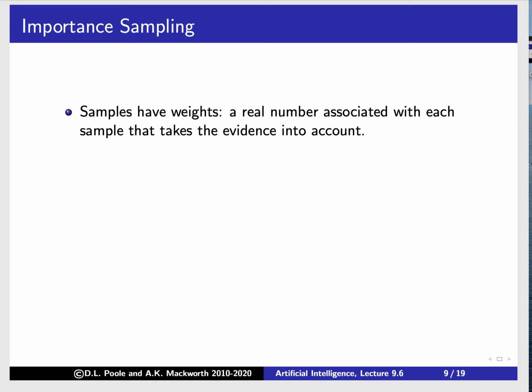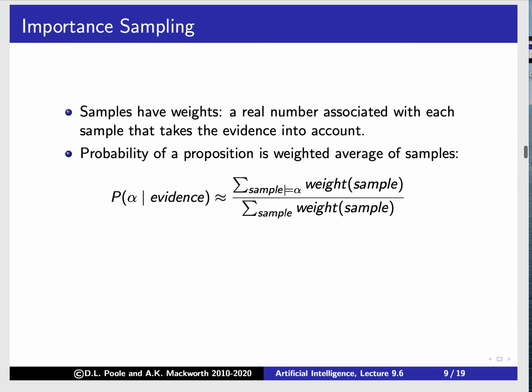That's one instance of what's called importance sampling. So the idea is that samples have weights. It's a real number associated with each sample that takes the evidence into account. So we're going to take the evidence into account, and that's going to weight the samples. The probability of a proposition, the probability of some alpha given the evidence, is the sum over all the samples where alpha is true of the weight of that sample, divided by the weight of all of the samples.